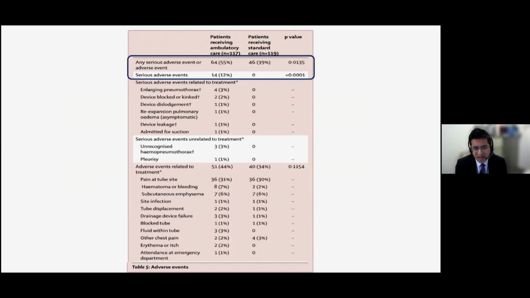There were more adverse events in those patients who had the pleural vent device, but that's because they had a very strict definition of adverse event. So if there was any problem with the pleural vent and they had to come to hospital just for a review, then that was deemed a serious adverse event. But overall, it was considered to be a fairly safe device.